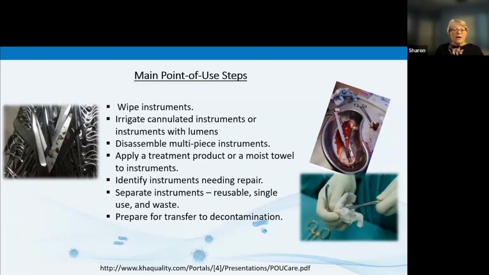Then we apply a treatment product or a moist towel to keep instruments moist, and this helps make the cleaning and reprocessing and decontam easier because soils aren't dried on or crusted onto the instrument. Then you should identify instruments that need repair or shouldn't be reused due to condition. And condition really refers to things like instruments that are stained, corroded, pitted, and there's quite a few more things that would indicate that instrument needs to be taken out of use. Then you should separate the instruments into reusable, single use, and waste, and get ready to transfer those instruments to decontam for further reprocessing as soon as possible.